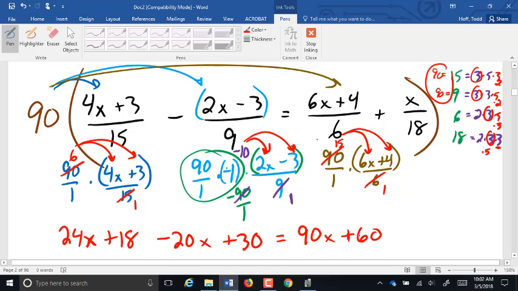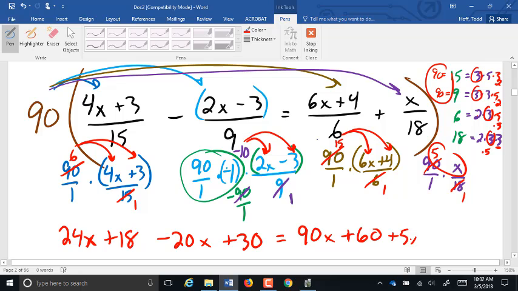And at last, we have 90 times x over 18. So 90 over 1 times x over 18. 90 and 18 both divide by 18. 18 divided by 18 is 1. 90 divided by 18 is 5. 5 times x is just 5x.